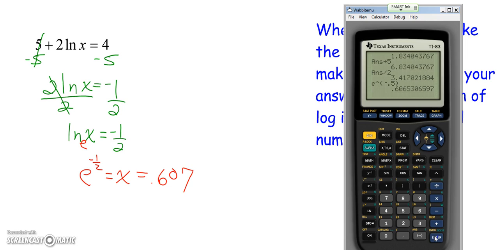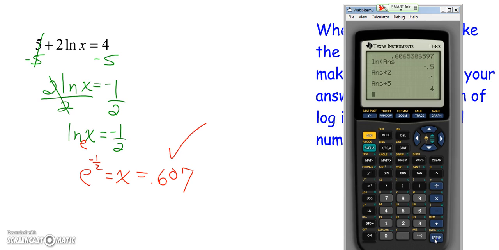It is worthwhile, when you're working with logs, to make sure that all your answers work. Because when you take a log, you can only take the ln of positive numbers. You want to make sure that your answers check. So if I go back to the original problem, I could take the ln of that answer, the 0.606 number, hit enter, times it by 2, enter, and plus 5, and I should get an answer very close to 4. And the calculator says exactly 4, so I know my answer has checked out.